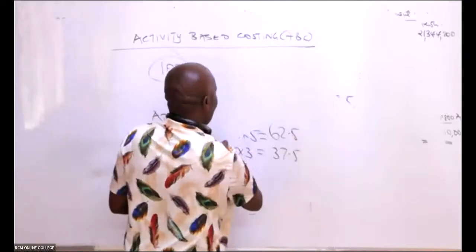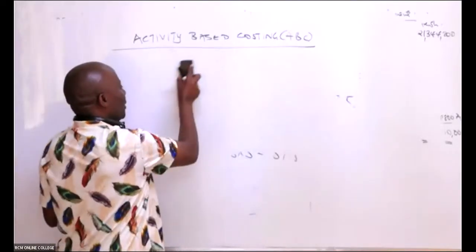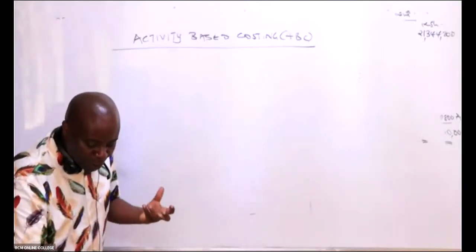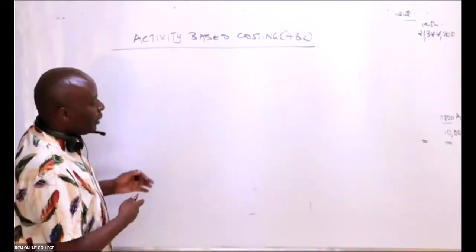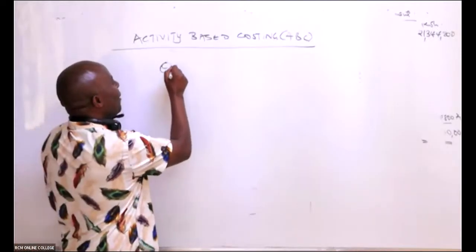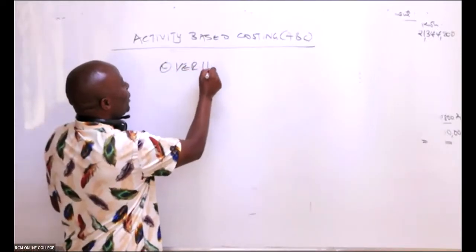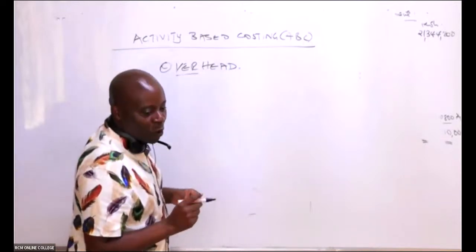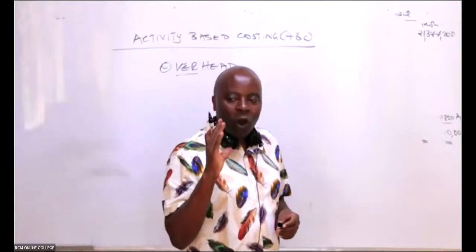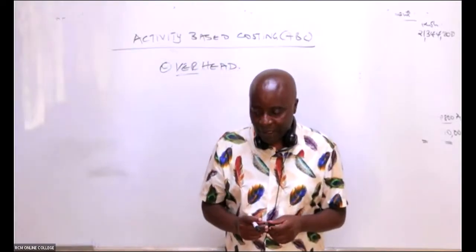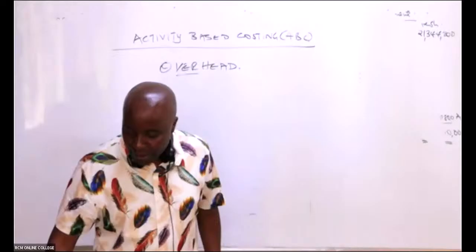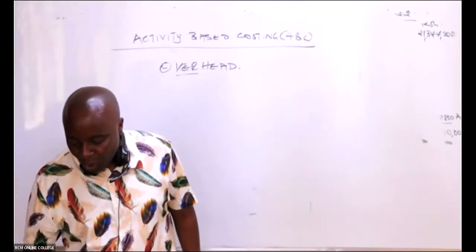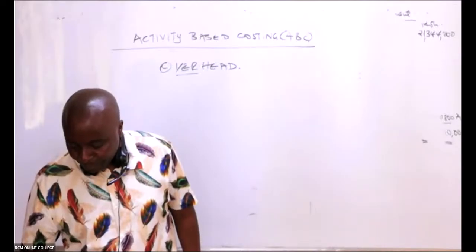Now, when we talk of the activity-based costing approach, ladies and gentlemen, first of all, you need to appreciate what we are doing in terms of apportioning these overheads. First of all, what is an overhead? From the name overhead, these are basically common expenses. These common expenses, at the end of the day, will need what we call apportionment.